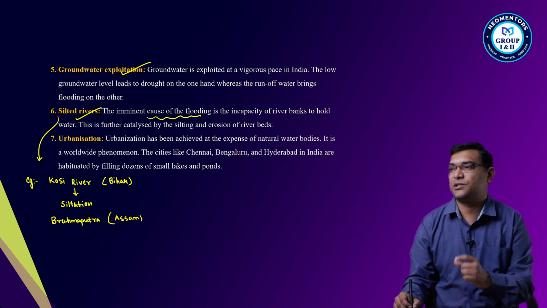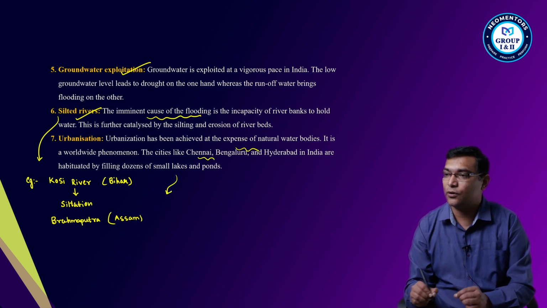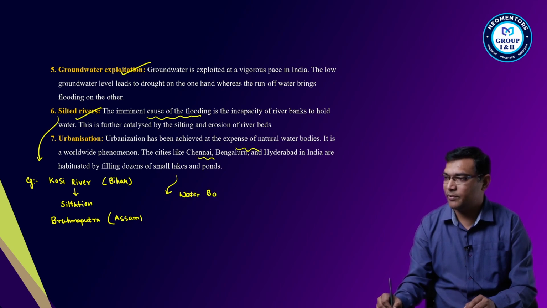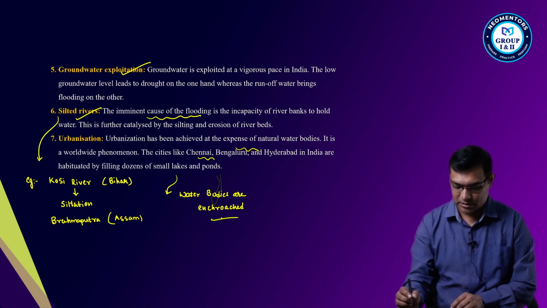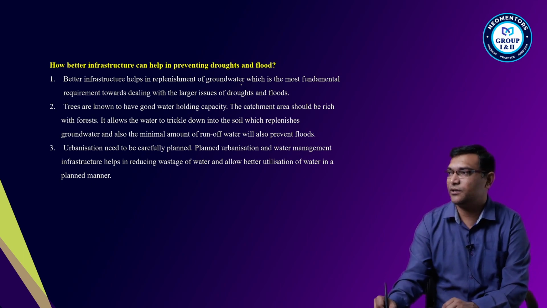Then rapid urbanization, where water bodies are being encroached. So these are some of the major factors, and better infrastructure can help in preventing the droughts and floods.